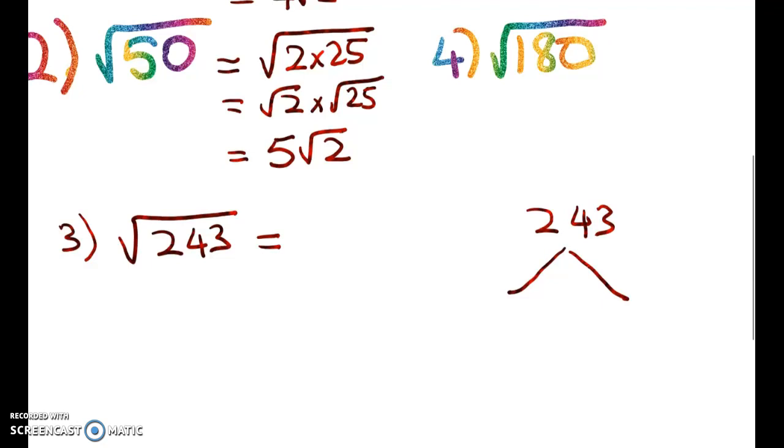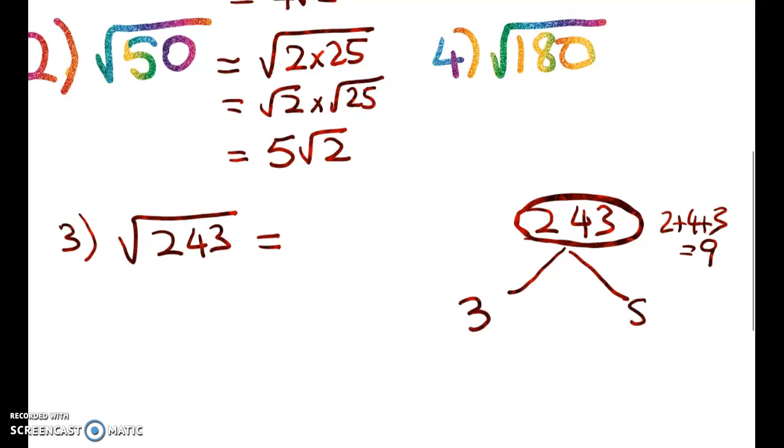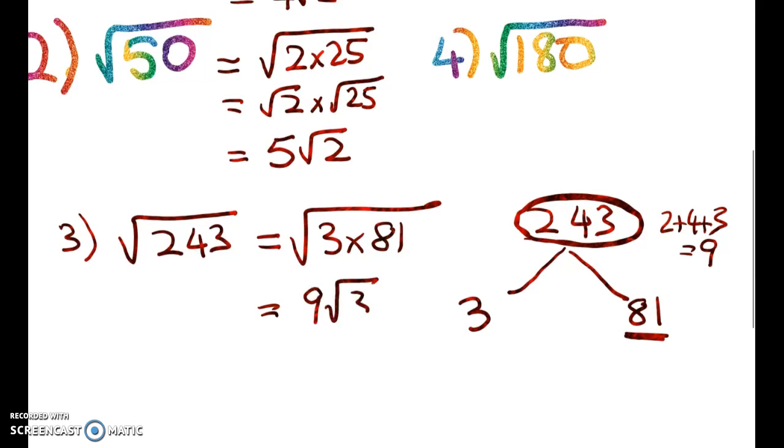Is 3 a factor? Well, a really easy way to check that is to add up the digits and see if it's a multiple of 3. 2 plus 4 plus 3 is 9. So that's a multiple of 3. 3 is going to be a factor. 3's here and 81's here. Well, that's perfect because 81 is a squared number. So 243 is equal to 3 times 81, the square root of 3 times 81, which gives me 9 root 3.